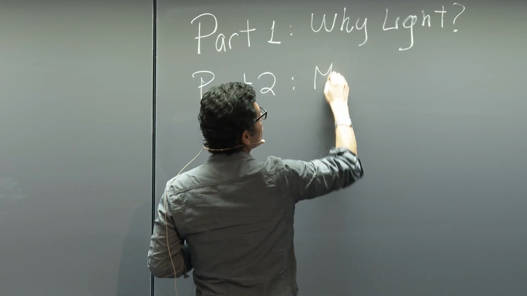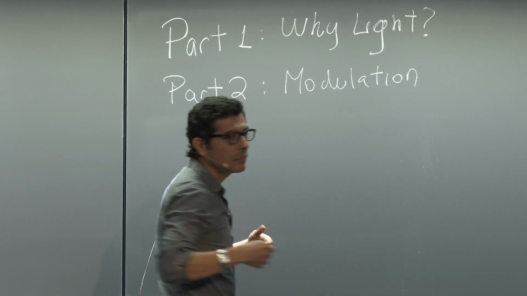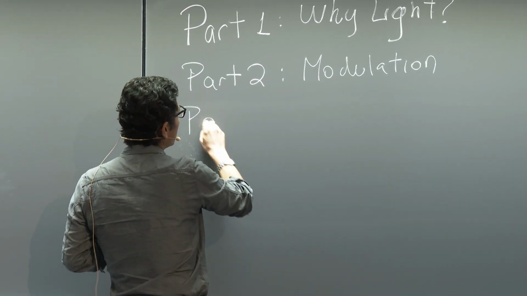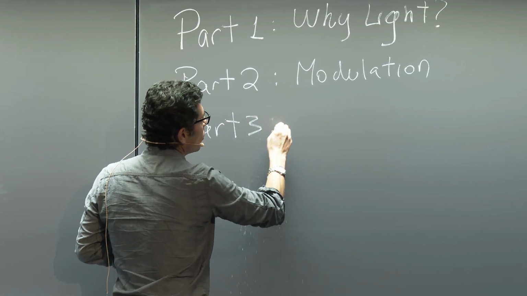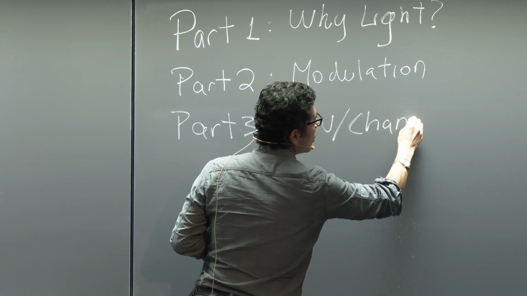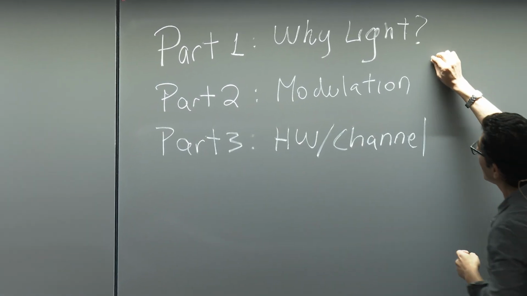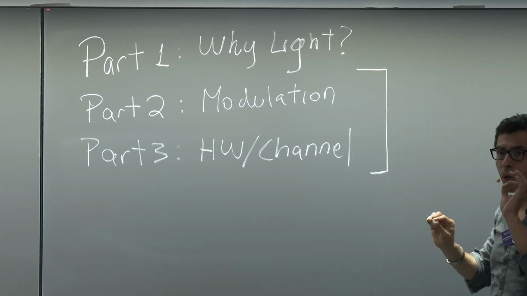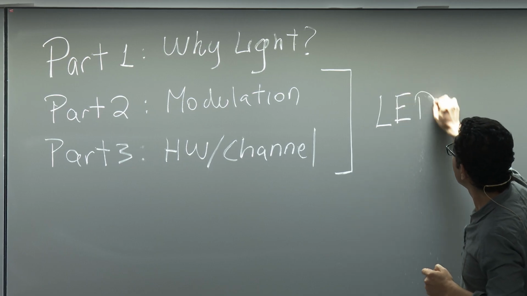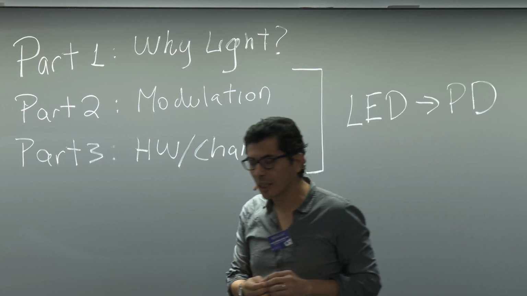was about modulation, how we embed this data into light to be transmitted. And part 3 was about some information about the hardware and the channel model. Now, an important point is that these two were for a particular type of link, which is the LED to a photodiode that we are going to call just PD. That was the type of communication.